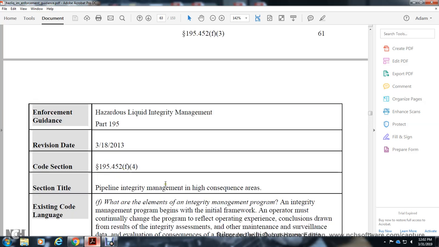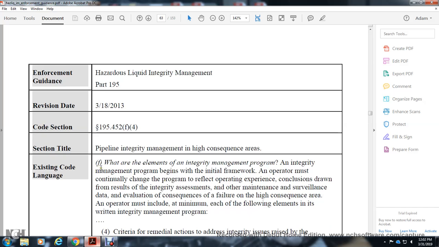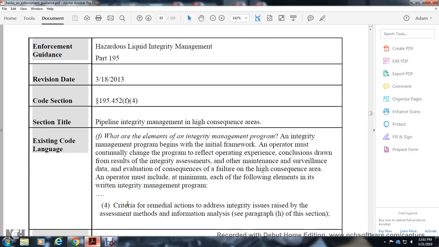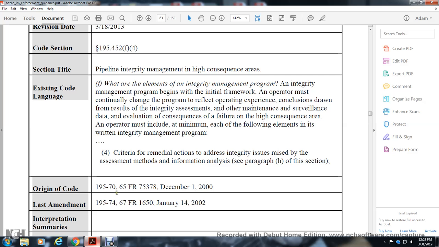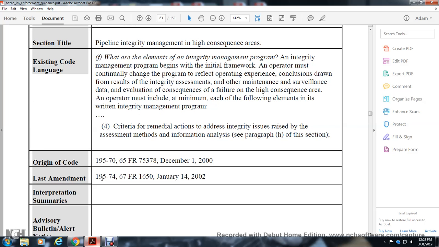Other special notations are from the Hazardous Liquid Integrity Management, March 18, 2013, code section 195.452(f)(3), titled pipeline integrity management in high consequence areas, existing code language. F: what are the elements of an integrity management program? An integrity management program begins with the initial framework that the operator must continually change to reflect operating experience, conclusions drawn from the results of the integrity assessments, and other maintenance and surveillance data, with the evaluation of the consequence of failure. For high consequence areas, the operator must include, at minimum, each of the following elements in the integrity management program. Four, the criteria for remedial action to address the integrity issues raised by the assessment method and information analysis.